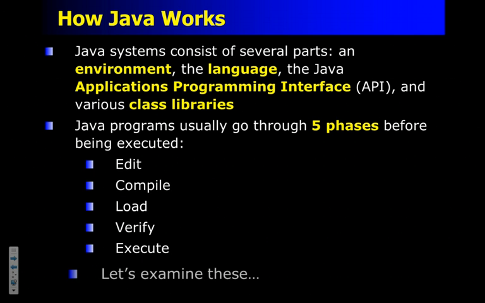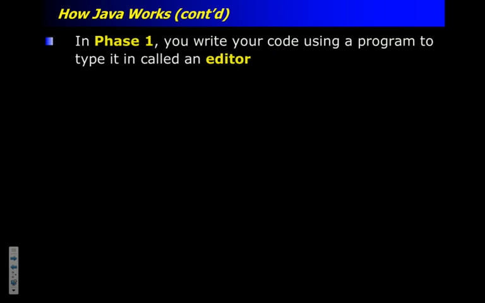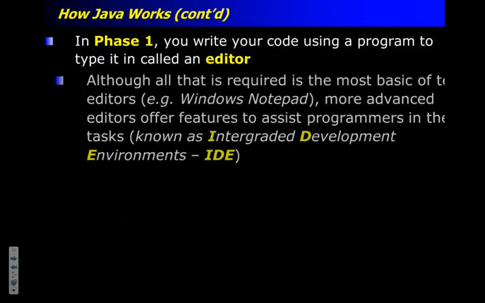So I'll just briefly go through this. I'm going to try and speed up my presentation here a little bit. Okay, so phase 1, the edit phase, that's you writing the code, and you need to write it in a code editor. Now the code editor can be incredibly simple. It could be something as simple as Windows Notepad, because code is just text.